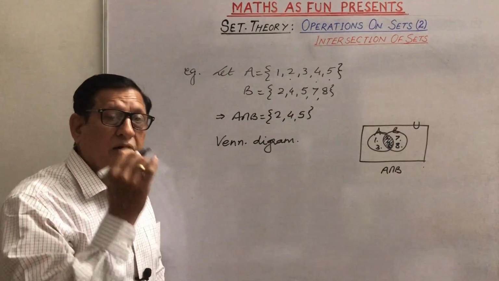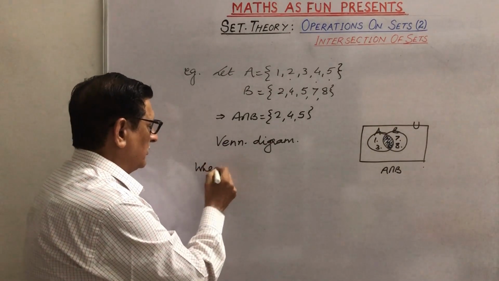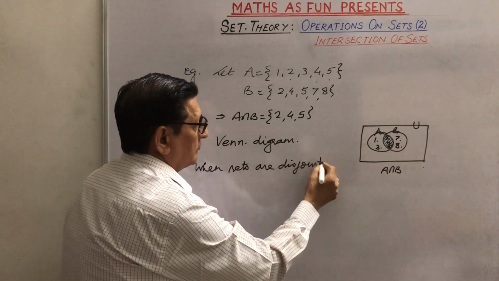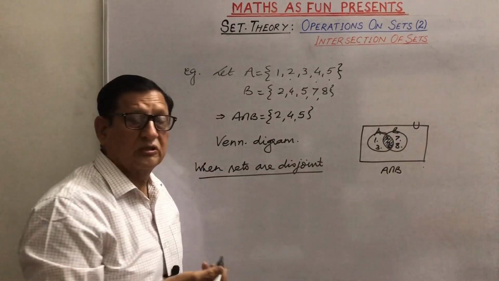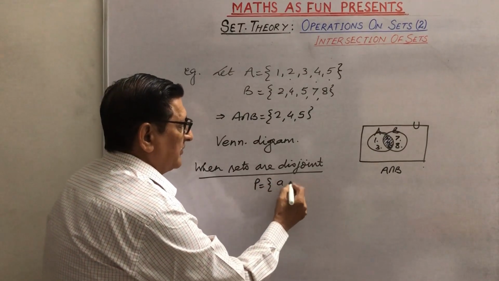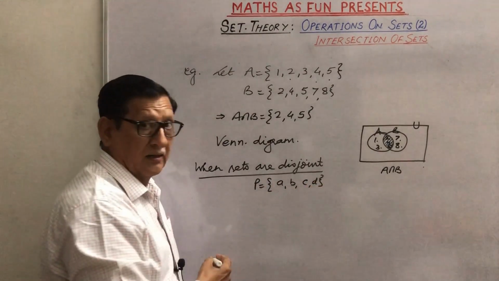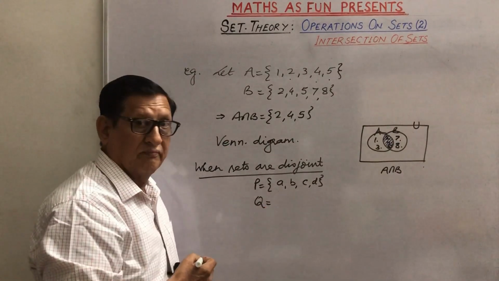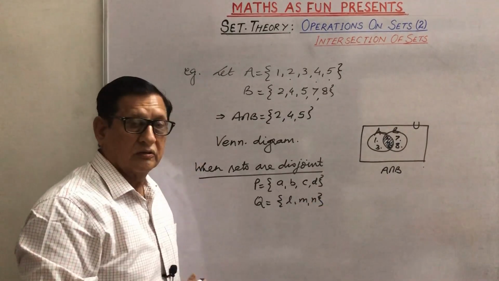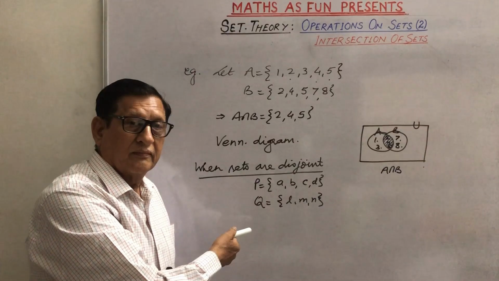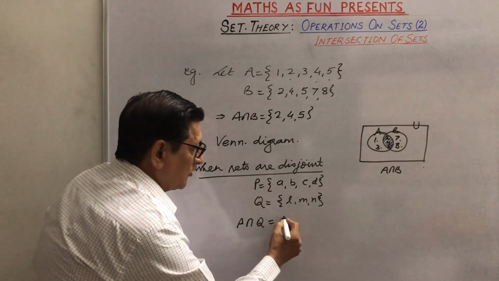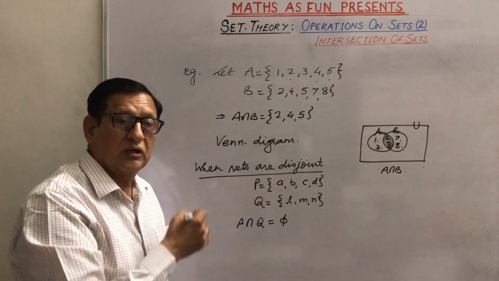Now suppose the sets are disjoint. When sets are disjoint, disjoint means they do not have any common elements. Like suppose we have a set P having the elements a, b, c, d, another set Q having the elements l, m, n. They don't have any common elements. Then the intersection of P and Q will be equal to phi, that is null set or empty set.